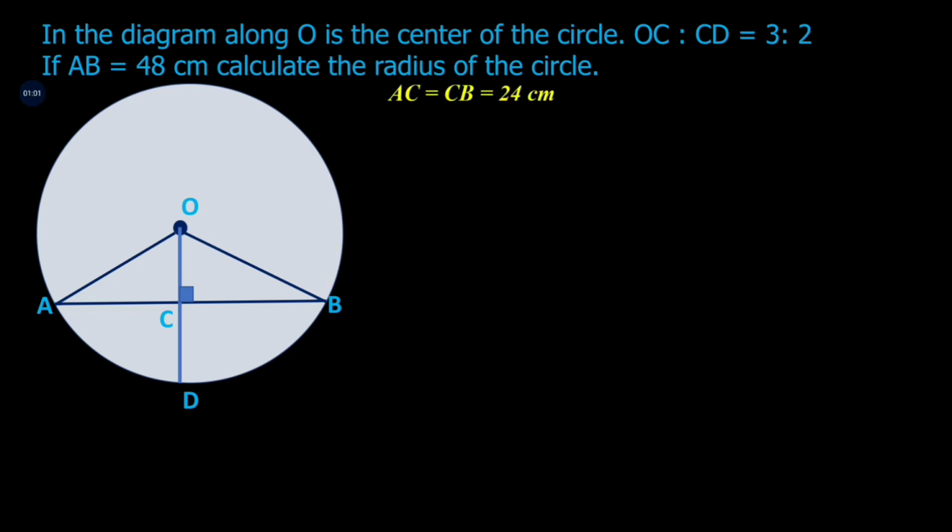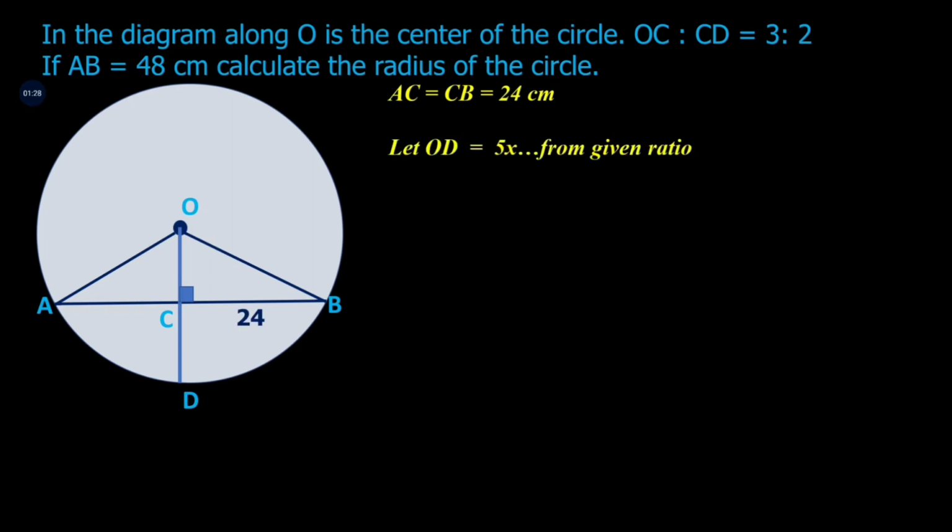Okay, so the first thing we can pick out is that AC is equal to CB. Why? Because OC is perpendicular to AB. So OC is a perpendicular bisector of the chord AB. So AC is equal to CB, it's 24 centimeters.